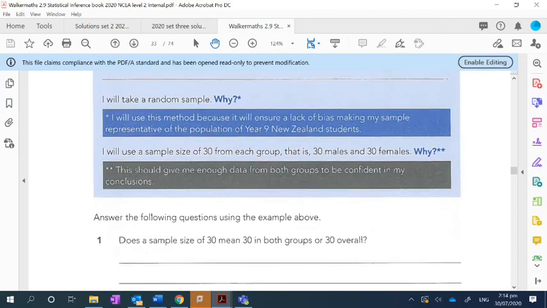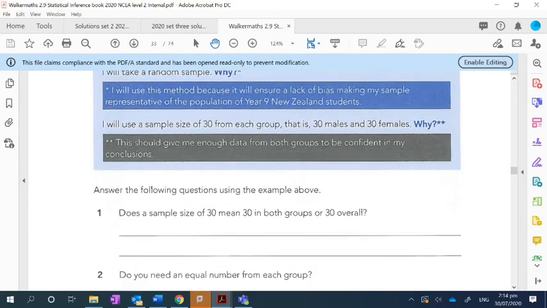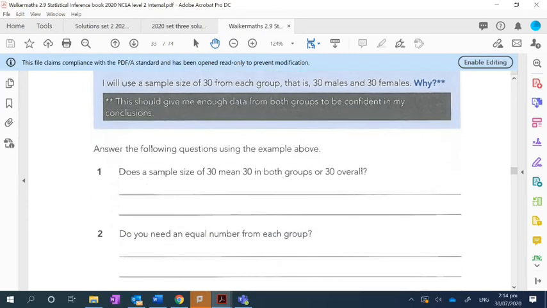Does a sample size of 30 mean 30 in both groups or 30 overall? 30 from both groups. Good job. Do you need an equal number from each group? Yes. An equal number from each group, because otherwise if I pick 5 males and 30 females, or even if I picked 80 females and 30 males, is that going to work out for me? Nope. I need to get an equal number.